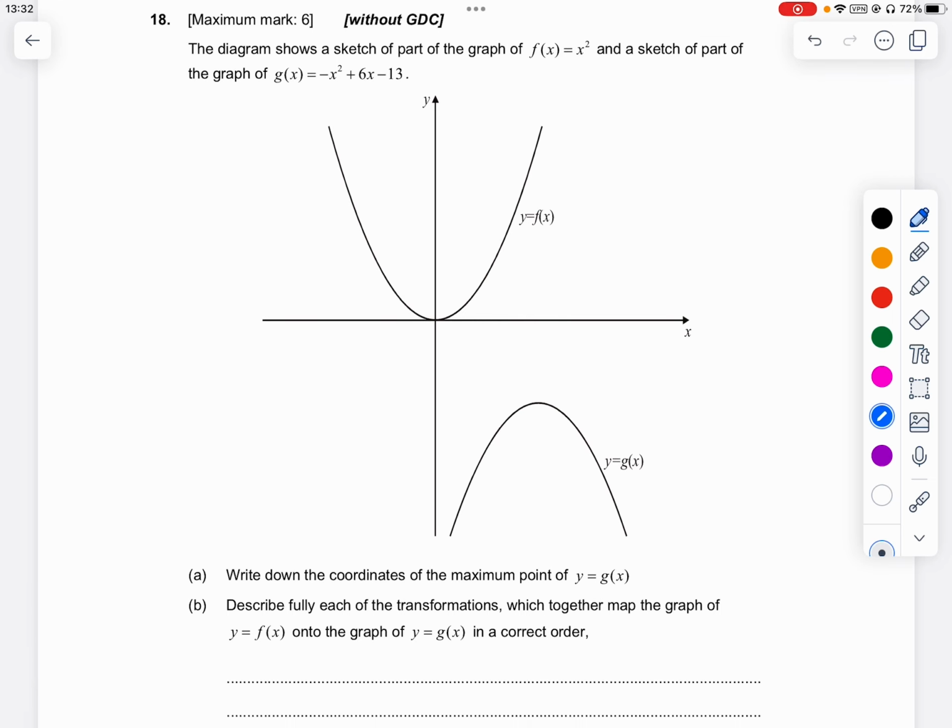The diagram shows a sketch of the graph y = f(x) = x² and the sketch of the graph g(x) = -x² + 6x - 13. Write down the coordinates of the maximum point of g(x). So now g(x) can be written as -(x - 3)² - 4. So what is going to be the vertex? (3, -4) is going to be the vertex.